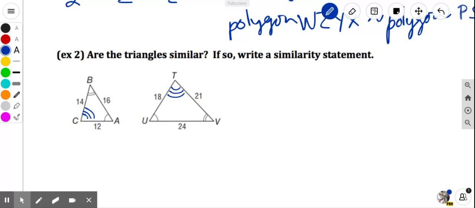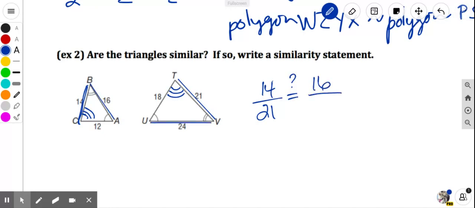We went big to small last time, so now I'm going to go small to big. Start with any of them, doesn't matter. 14 corresponds with, so that's on a side with 2 arcs and 3 arcs, so that corresponds with TV here, which is 21. Then we have 1 arc, 2 arc, 16 goes to 24. And then 12 and 18. Notice in all of mine, the bigger numbers are on the top. Okay, so now we're going to reduce.